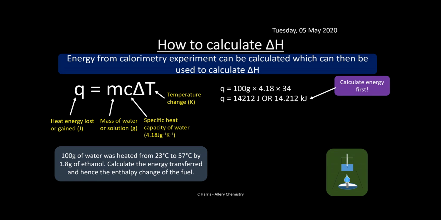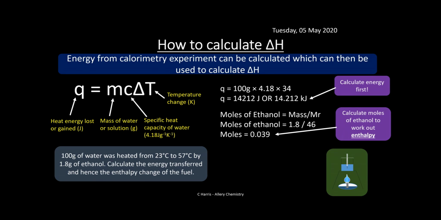So we've got to calculate the energy first. That's the first thing. When working out delta H, remember the units of delta H are kilojoules per mole. We've got to work out the kilojoules bit first, then we'll work out the mole bit afterwards. So this is where we're going to work out the moles. The moles is the moles of ethanol.